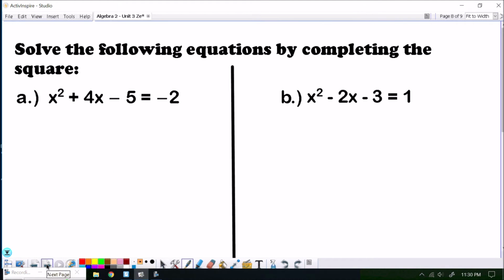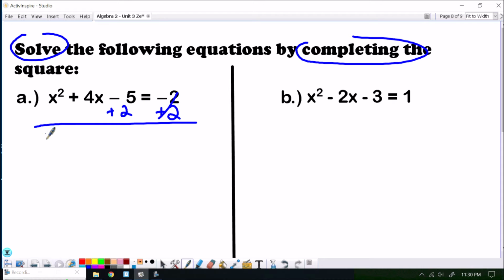So let's try a few more of these, so that way we make sure we understand what's going on. There's really 2 things that are going on. We have to be able to complete the square first, and then we have to be able to go through and correctly solve it. So completing the square and solving, I want to make sure that this is equal to 0, so I'm going to add the 2 over. And I have x squared plus 4x minus 3 is equal to 0.